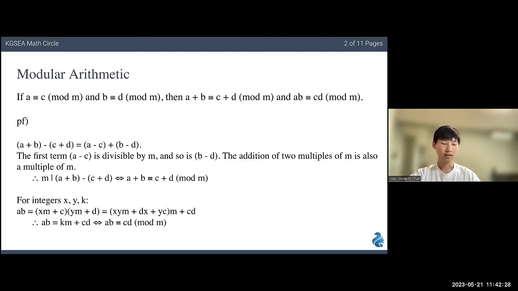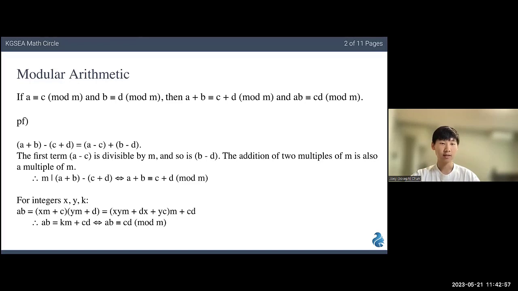So now let's take a dive into modular arithmetic. There are two principles that we'll go over. Firstly, if A and C are congruent modulo m, and B and D are congruent modulo m, then firstly, you could say that A plus B and C plus D are also congruent, and that AB and CD are congruent. So there's the addition and the multiplication.